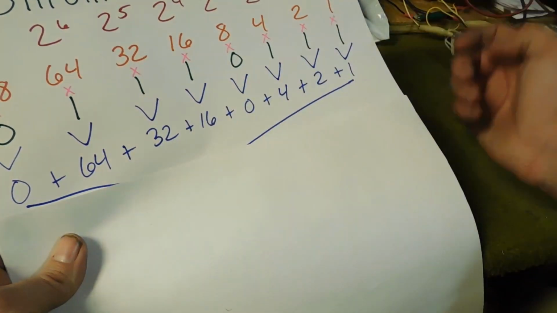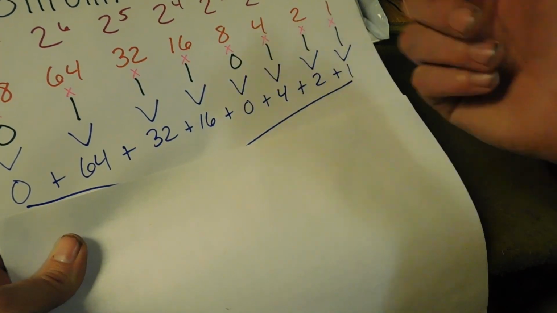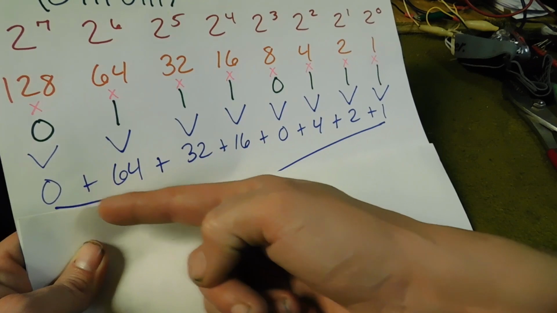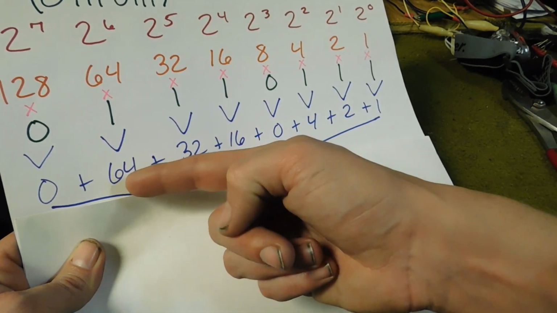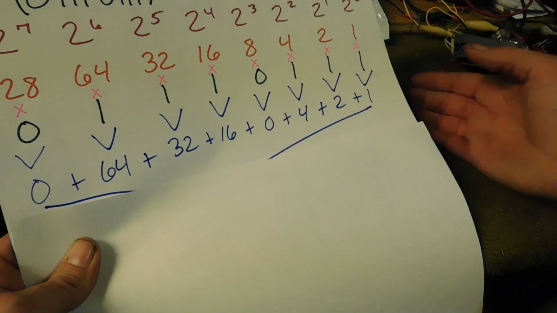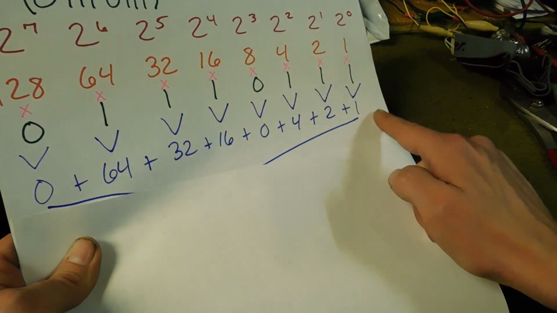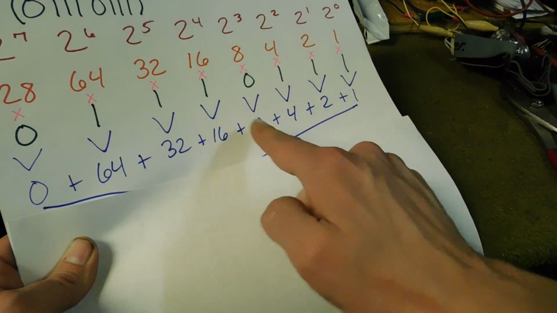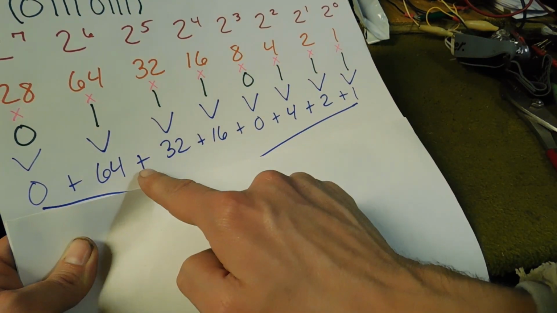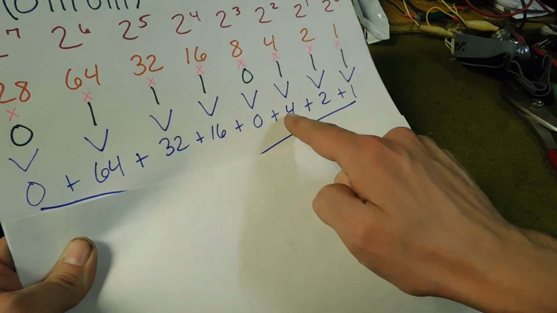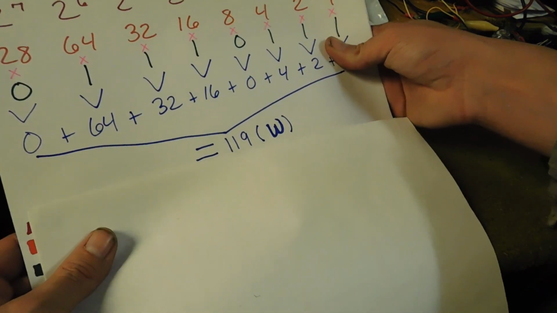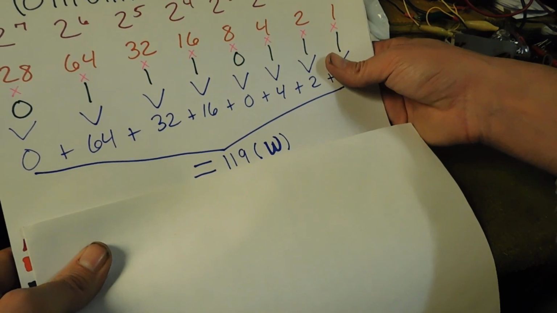So with this specific one here, we already know 128 times 0 equals 0. Okay? 64 times 1 equals 64, and so on. Okay? That's pretty simple, right? Then we're going to add this all together. Ignore the zeros, because obviously they're adding nothing. So it's 64 plus 32 plus 16 plus 4 plus 2 plus 1, and that equals 119. Alright?